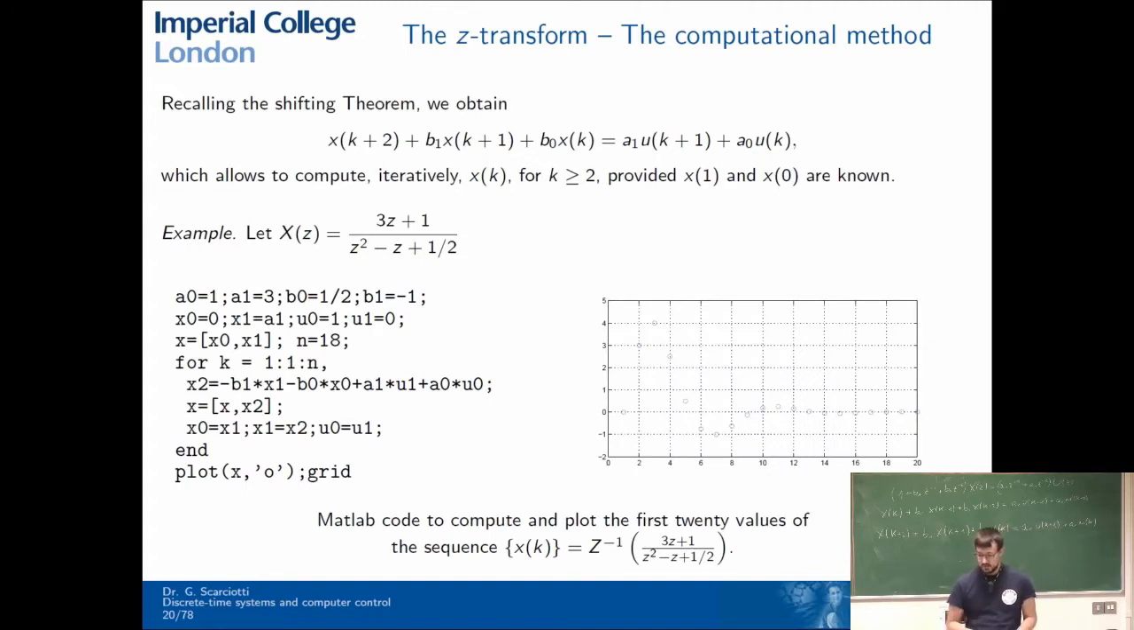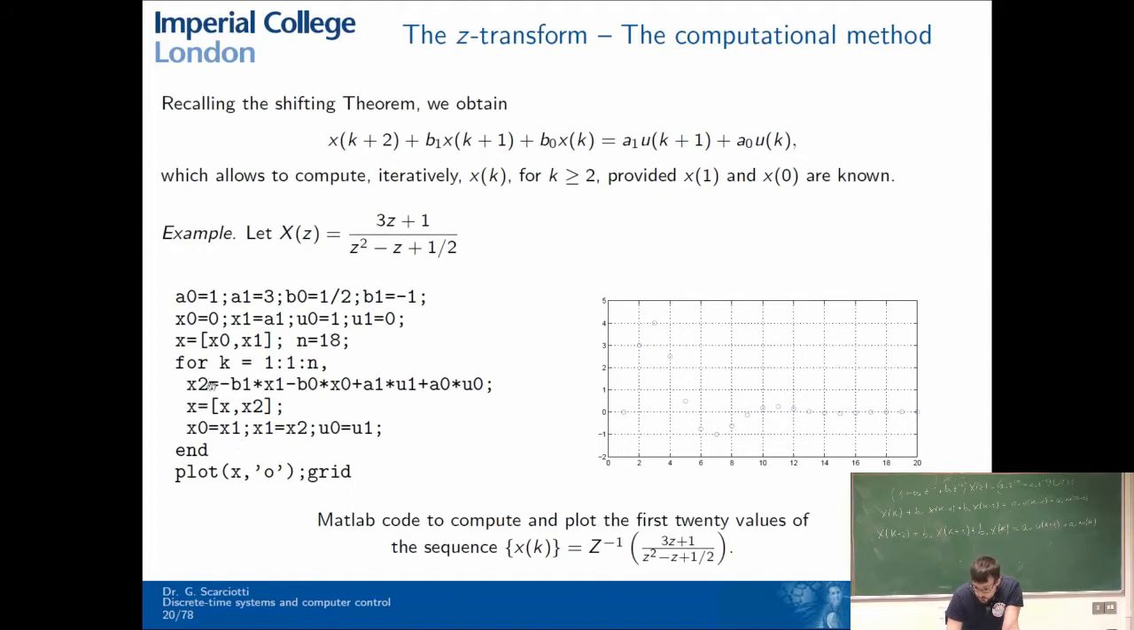So let's look at an example. This is the example that we see. We apply the procedure that we have shown, and we obtain basically this expression over here. This is the rule that is true for all values of b1, b0, a1, and a0.